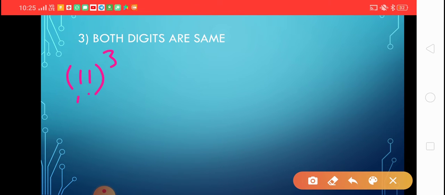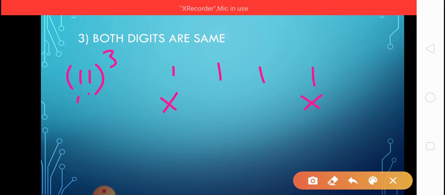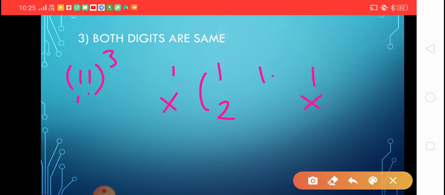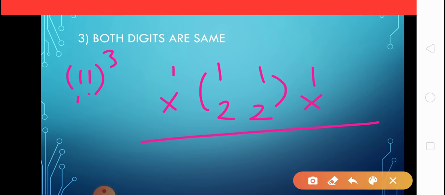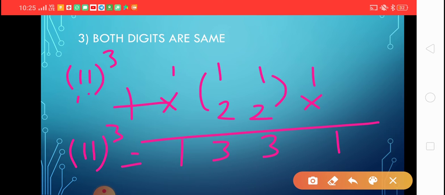Single digit, that is 1, its cube is 1. We have to write 4 times 1: 1 1 1 1. Similarly, exclude the first and last position, make it double, and simply add it. It becomes 1 3 3 1, and it is nothing but the cube of 11. Isn't it a very simple trick?